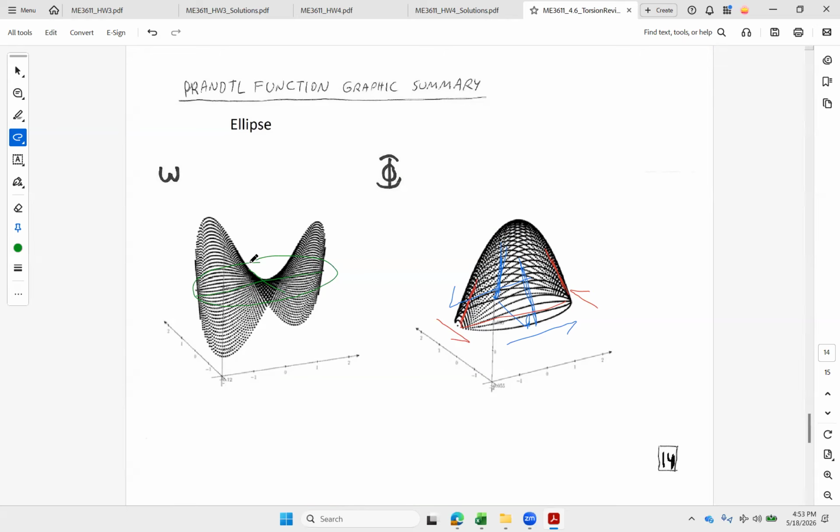All right, did anybody have any questions about that Prandtl method? A lot of work to get to the formulas, but once we're there, we just use them as is, and we can come up with the stresses and the warping for any kind of shape at that point.